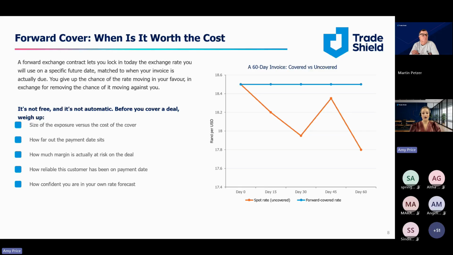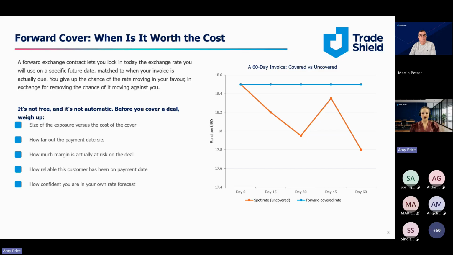And how far out is the payment date? Like, what am I looking at? And what does the fluctuation of the last couple of months look like, so that I can forecast what the potential fluctuations will look like going forward? So you really have to be in tune with what is happening in the world and with the currencies on a day-to-day basis to monitor this.